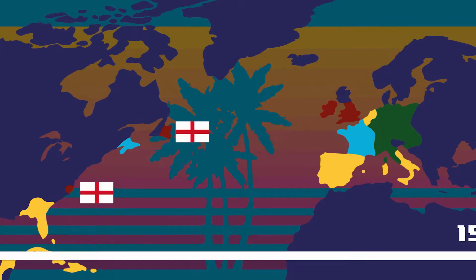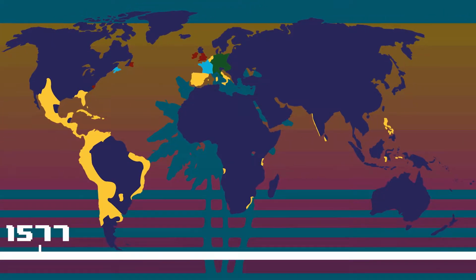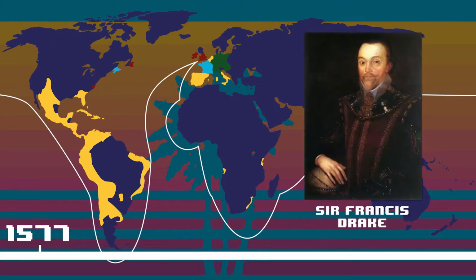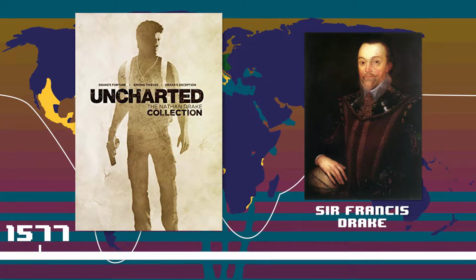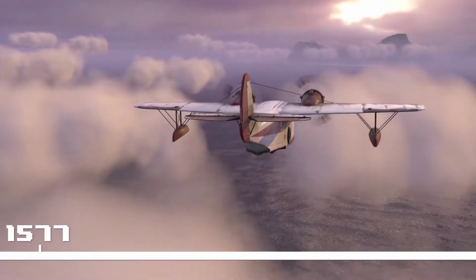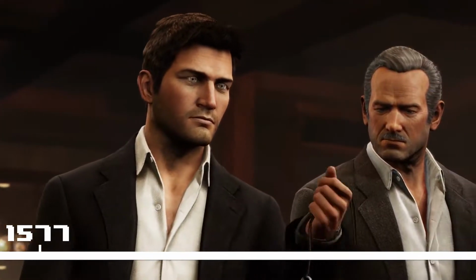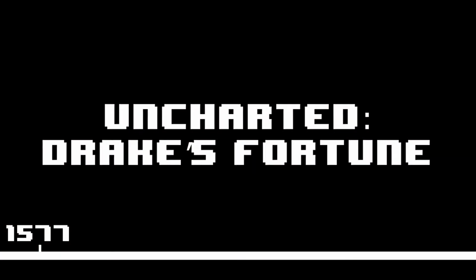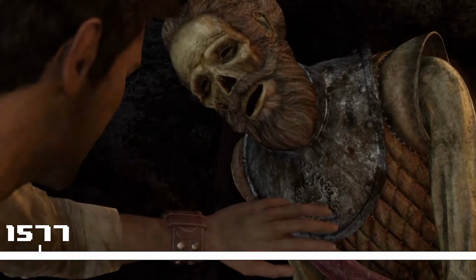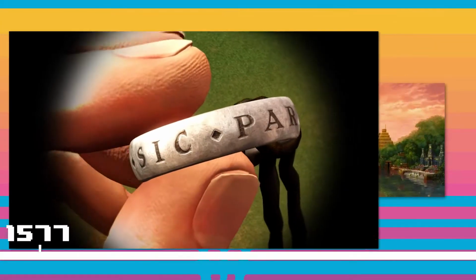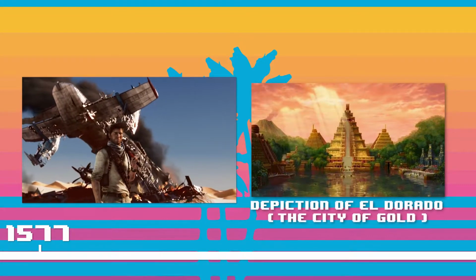The first British explorer to not just cross the Atlantic, but to circumnavigate the entire world in one voyage is Sir Francis Drake, an important character in the Uncharted series of games. Uncharted follows the adventures of main protagonist Nathan Drake in the present day, but in the first game, Uncharted: Drake's Fortune, Nathan Drake retraces Sir Francis Drake's voyages in order to find the lost mythical city of El Dorado.